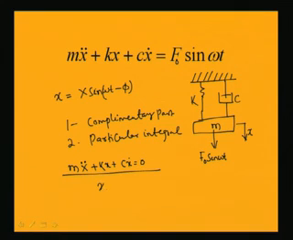This complementary part you know. It is equal to A sin omega n t minus psi, where omega n is the natural frequency of the system, and A and psi are constants depending on the initial conditions of the system. The initial conditions will be the displacement and velocity at t equal to 0.